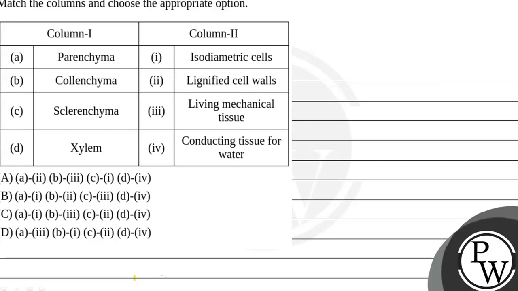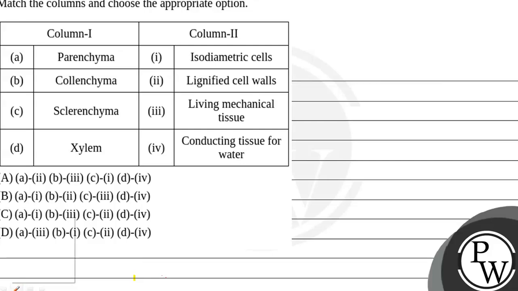In the column number 1, we have provided the different types of the plant tissue. For example, your parenchyma, collenchyma, sclerenchyma and your xylem. In the column number 2, we have provided some features of these tissue. अब हमें इनको इनके करेक्ट फीचर के साथ मैच करना है and on the basis of that we have to tick any one of the following option given in the question, that is A, B, C and D.